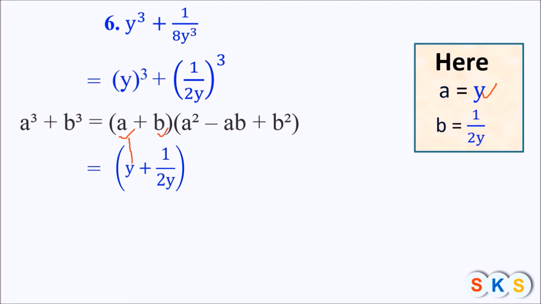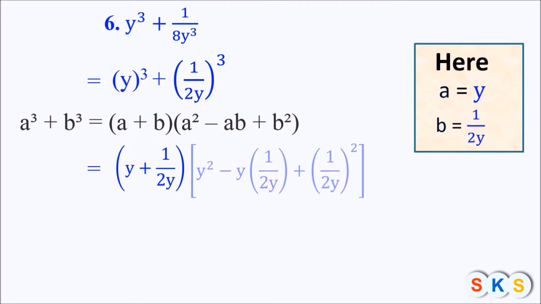You can see in the box it's 1 upon 2y. That's why I have replaced here b by 1 upon 2y. The same way we will substitute the value of a and b in the second bracket. So we will get here y square minus y into 1 upon 2y plus 1 upon 2y the whole square. Let's see over here how I have substituted the value of a and b.